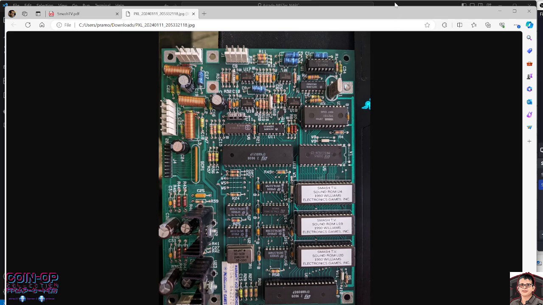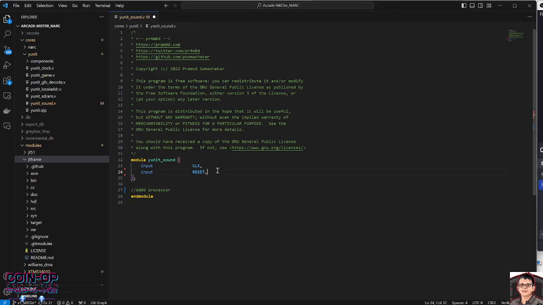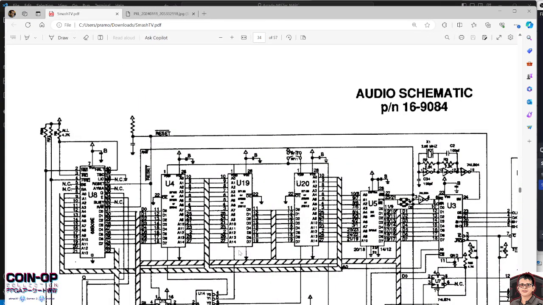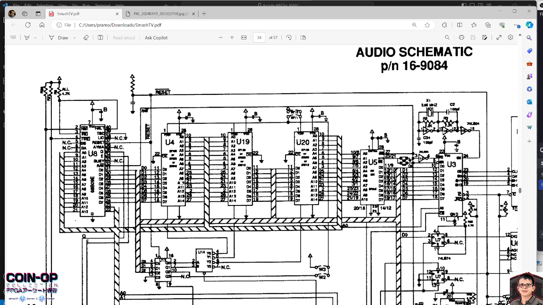Okay, so in my Verilog code, I'll take note of the bus width right now. What I need is an 8-bit input for the ROM, so this is D0 to D7, so it's 8 bits wide going out on this bus line. And the addressing goes up to 15 bits, because it's A0 to A14 on all 3 chips.